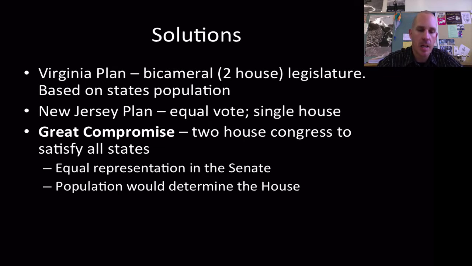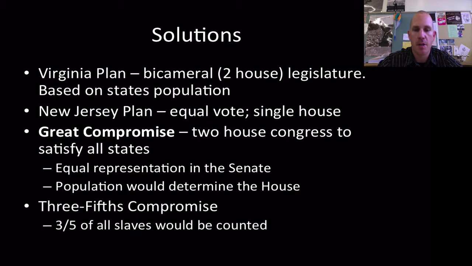And the slave problem, they're going to decide on a three-fifths compromise, meaning that three-fifths of the total slave population in the southern states would be counted in their population for the House of Representatives.